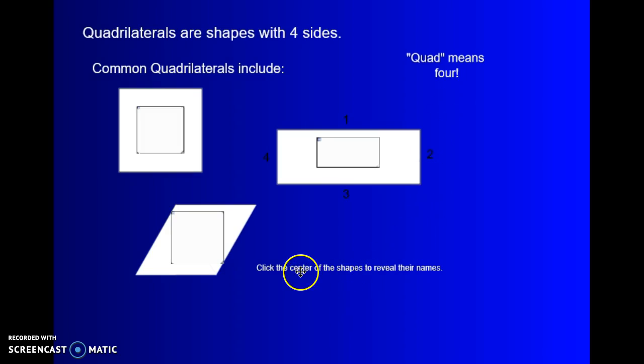Now, if we click the center of these shapes, we will learn their names. So this one is a rhombus. And this one was a little hard, so I went ahead and gave it to you guys. But does anybody know which this shape is called? It is a rectangle. Good job. And what about this one?